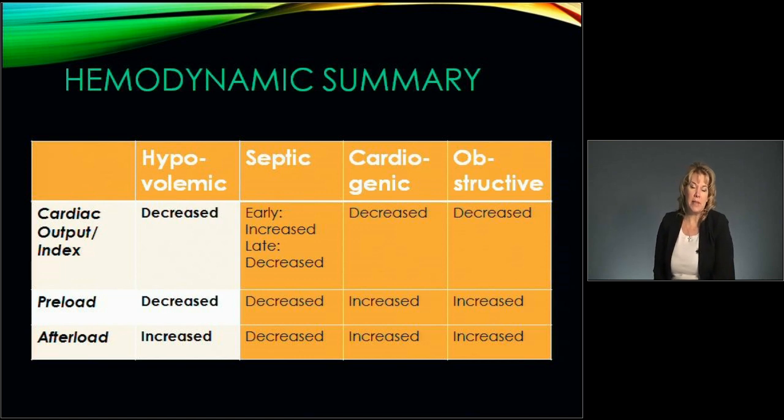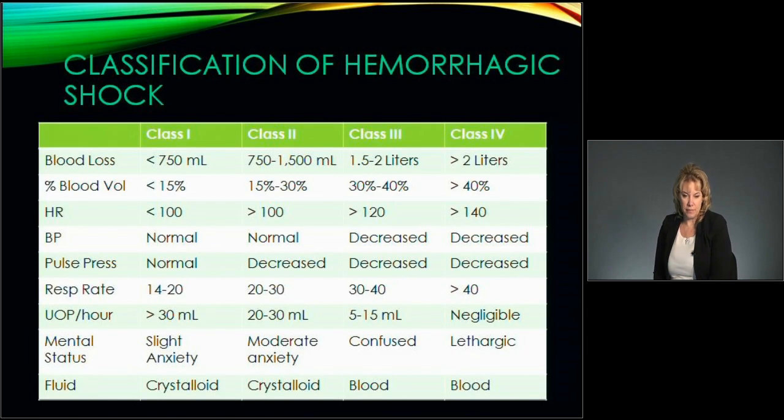So the hemodynamic summary with a hypovolemic shock is that we have a decreased cardiac output and a decreased cardiac index. Our preload is decreased and our afterload typically is increased, because the body, in response to the neuroendocrine system, is going to clamp down and try to divert whatever volume we have left within the circulatory system back to the core to help support the head, the heart, and the lungs.